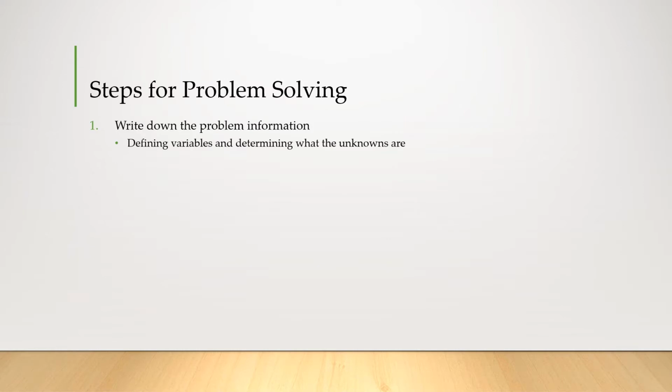So our first step is going to be write down the problem information. So basically that's reading the problem and defining variables and determining what the unknowns are. Second part of it is a label diagram. For one-dimensional problems, maybe not as necessary, but might still be a good idea. But for two-dimensional problems, it's a must so you can keep track of information.